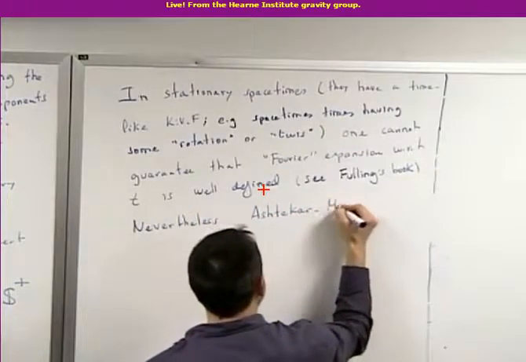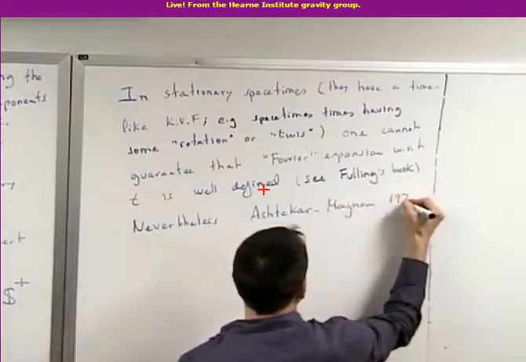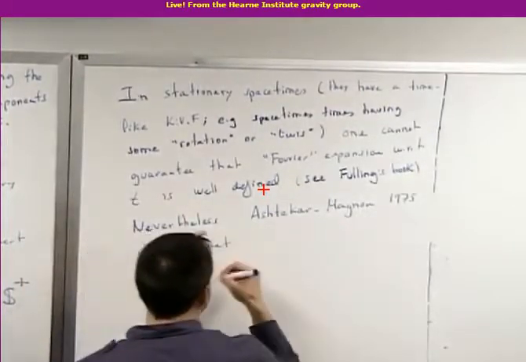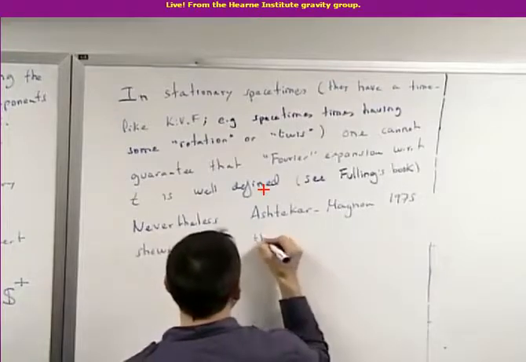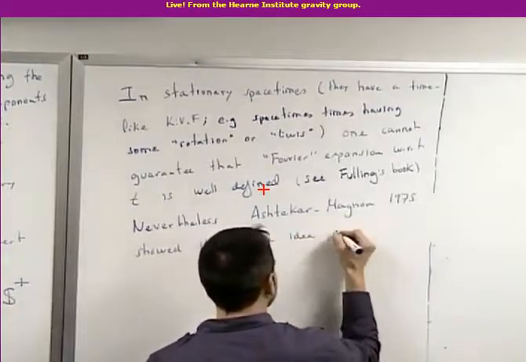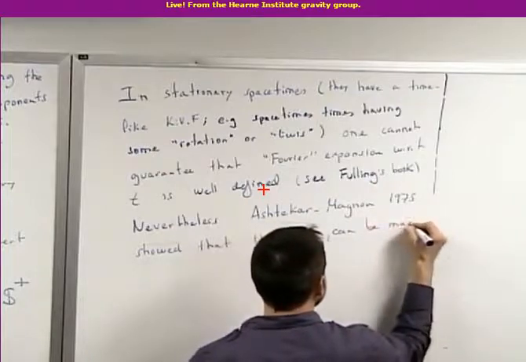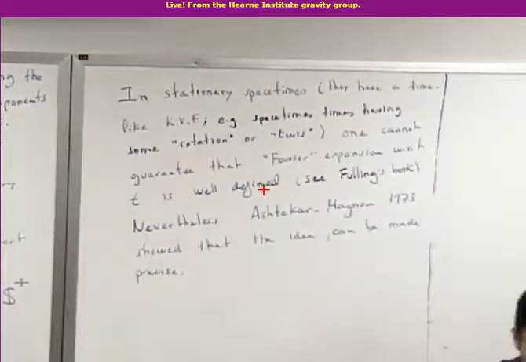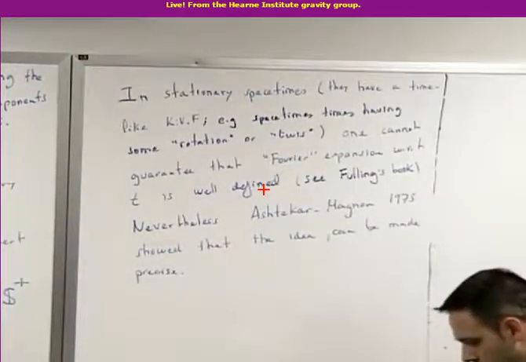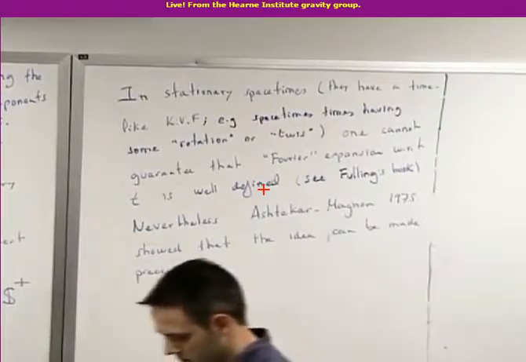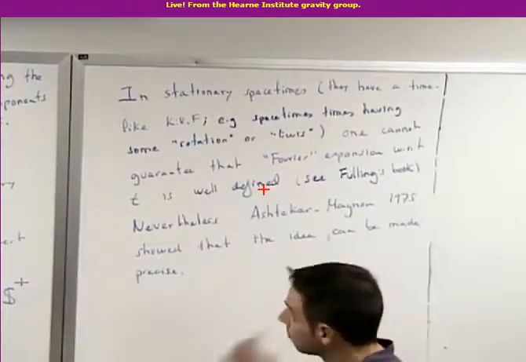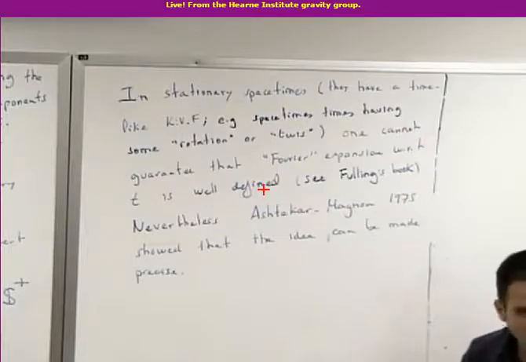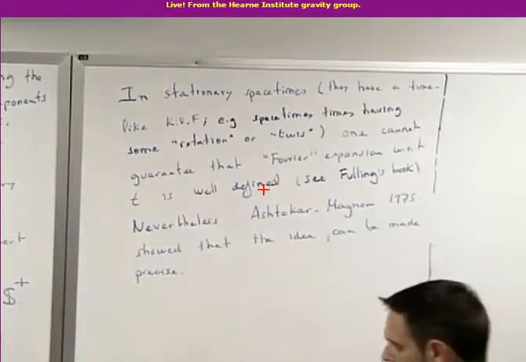Ostermann and Magnon in 1975 showed that the idea can be made precise. So this idea still works in that case. And this is essentially what I want to say. I'm sure you find it logical: if you have a timelike symmetry, you can define this preferred representation.